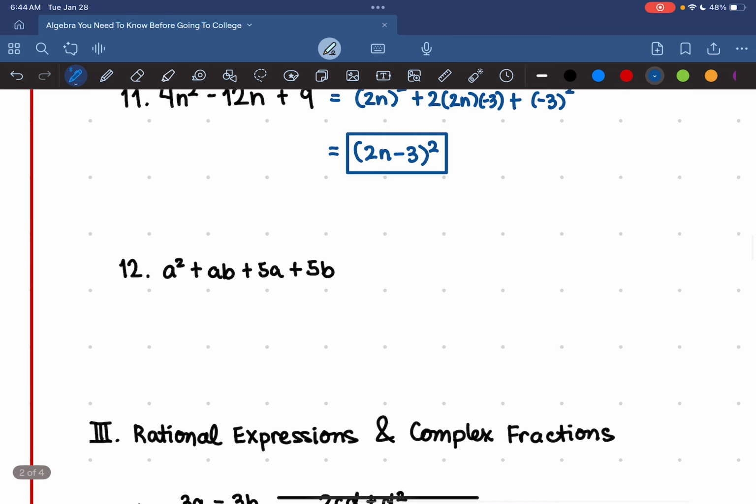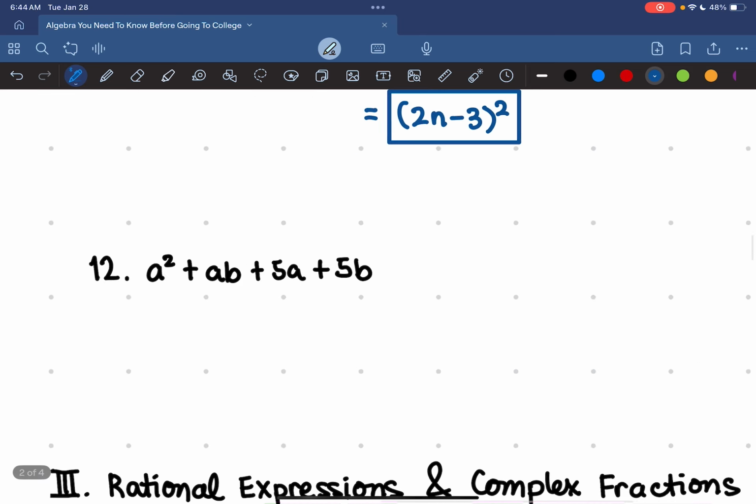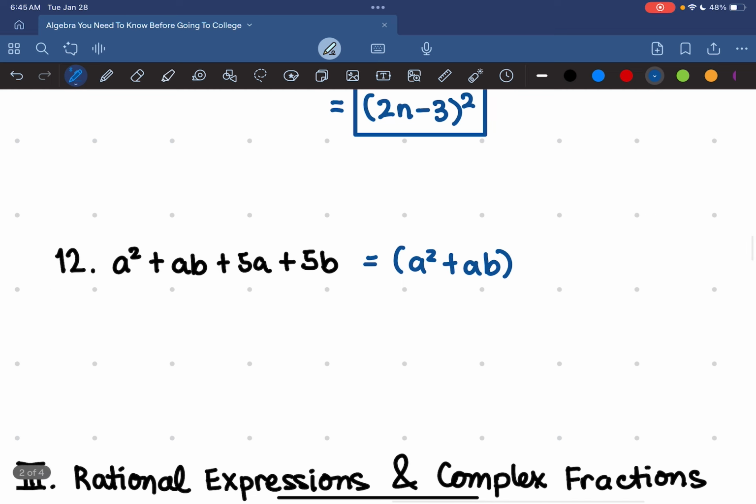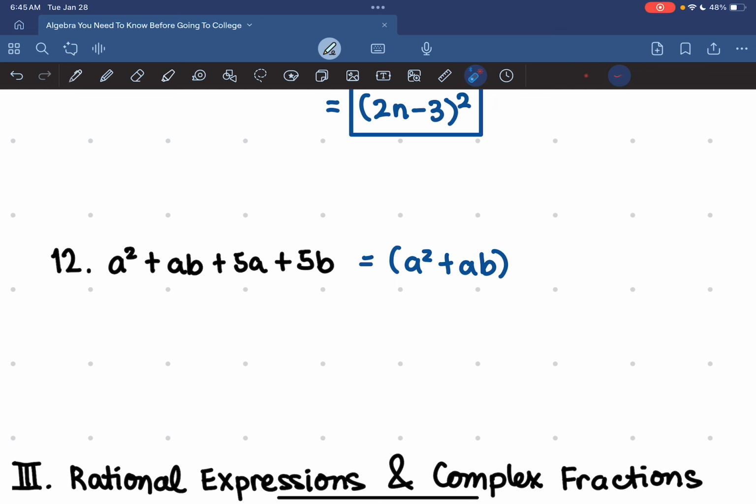And finally, for the final item for this part, we'll have a squared plus ab plus 5a plus 5b. The last one is what we call factoring by grouping. Essentially, we're used to factoring monomials, but not really binomials. But in here, that's what we're going to do. So in this part, we try to group terms. So let's group this one first. And so we'll have here a squared plus ab. This grouping can be anything. You can even group probably this one and then this one, and you'll still get the same result.